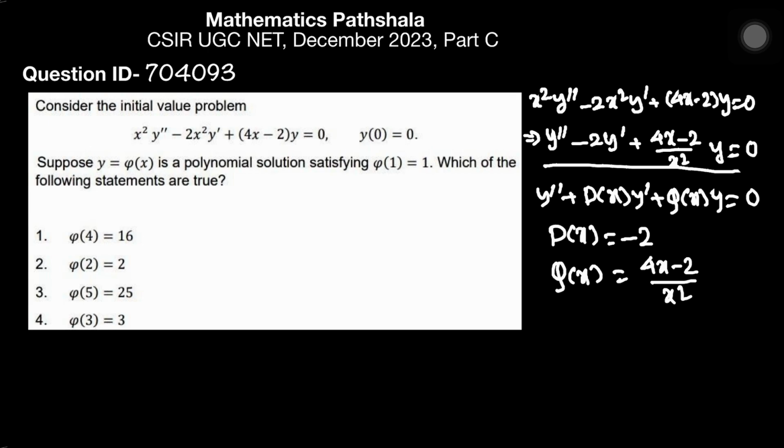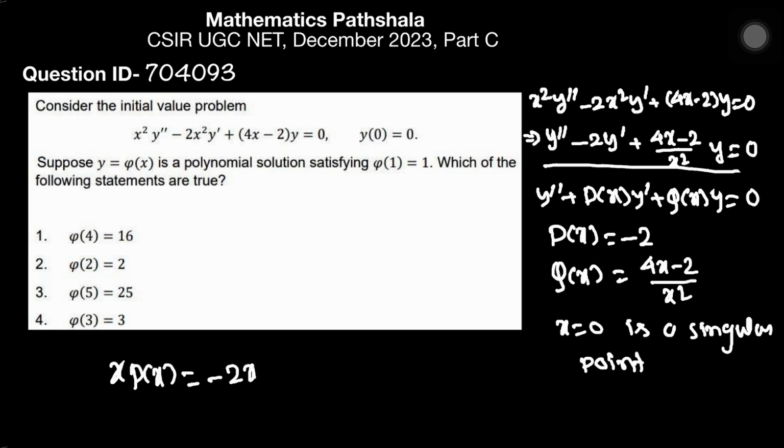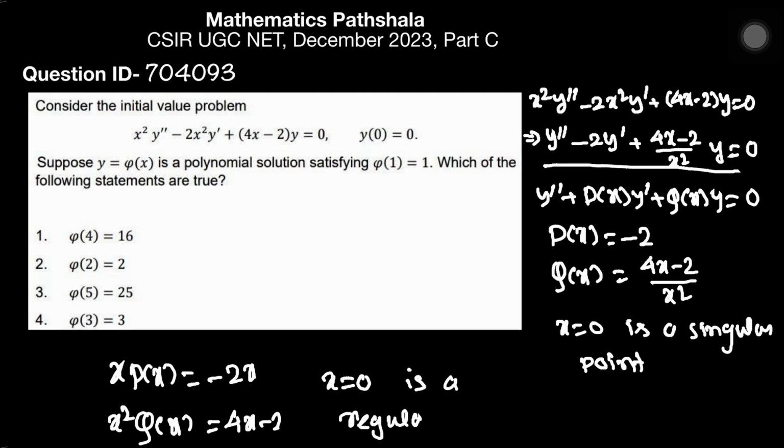You can see that p(x) is analytic everywhere, but q(x) is not analytic at x equal to 0. So x equal to 0 is a singular point of the given differential equation. Okay, now you can see that x p(x) is minus 2x and x square q(x) equal to 4x minus 2. Now you can see that x p(x) and x square q(x) are both analytic at x equal to 0. So x equal to 0 is a regular singular point.